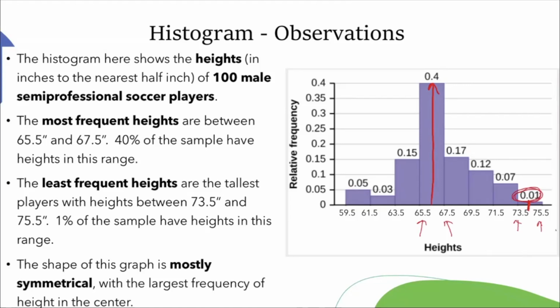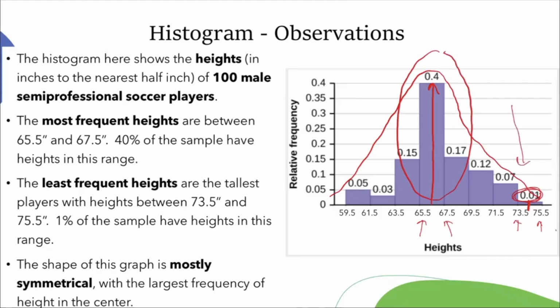The graph is mostly symmetrical. We talked about shape last time. Mostly symmetrical, you're going to see the bulk of the data in the center, and you'll see it trail off on the left and the right. This is mostly symmetrical because there's some odd stuff going on right here with this dip. But for the most part, we see the bulk of the data in the center, and we do see things decreasing on the left and the right.